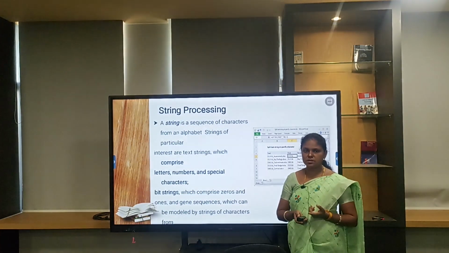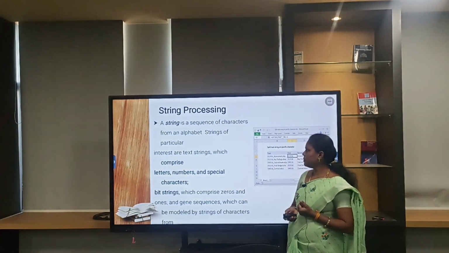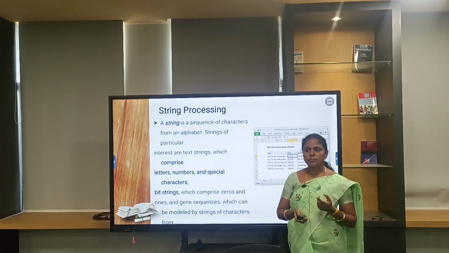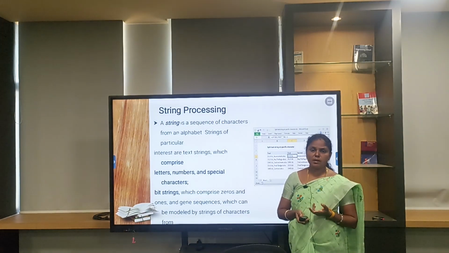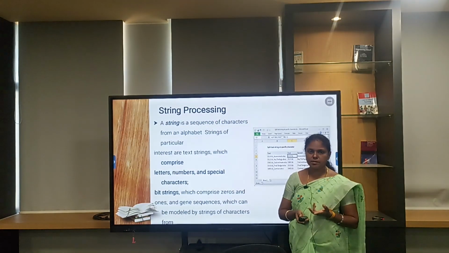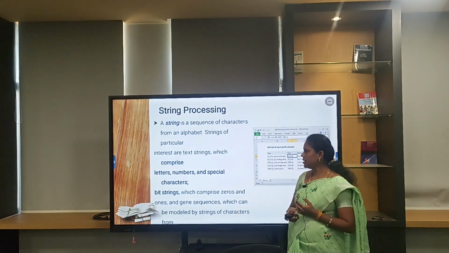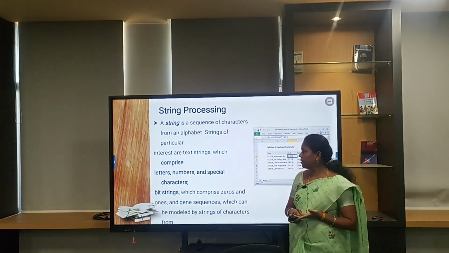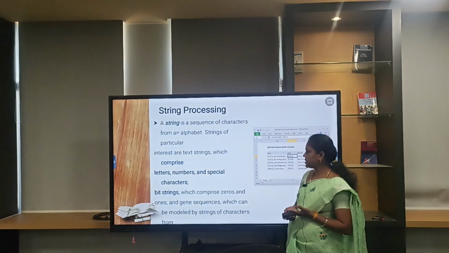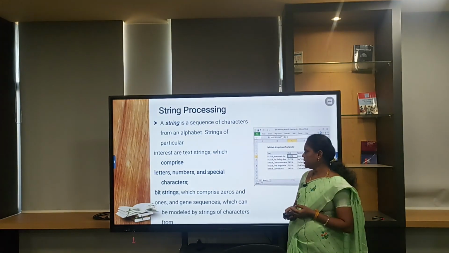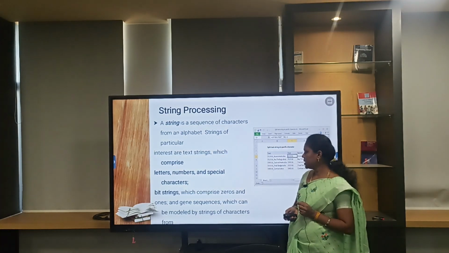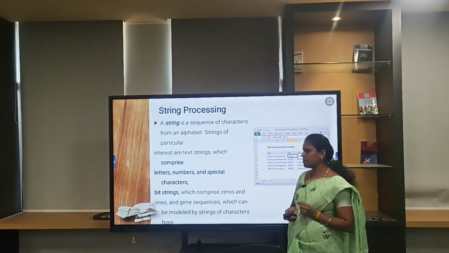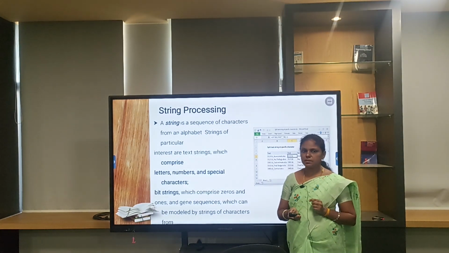How do you process the strings? The string may be only alphabets or a combination of alphabets and numbers, that is numerical characters, maybe using some special characters as well. So that comprises letters, numbers and special characters. And a bit string is nothing but zeros and ones. And gene sequences can be a combination of A, C, G, T.